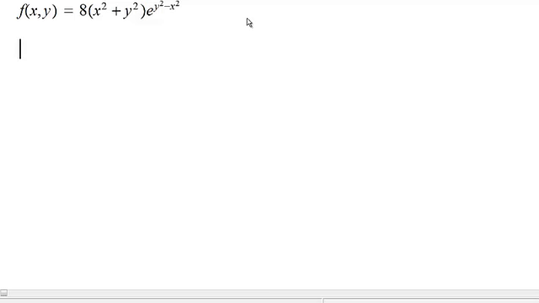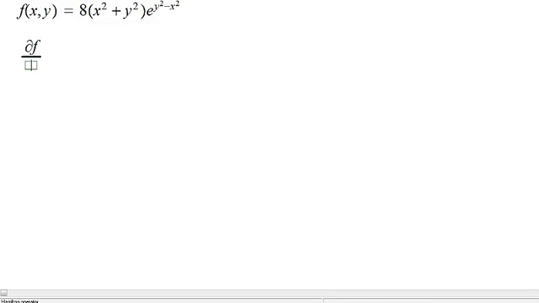Good. So we have to determine the local max, local min, or saddle point of this function, right? Are we clear? So what do we do first? We take the partial derivatives. Okay. Are we clear on this? Right. So we will take partial derivatives.